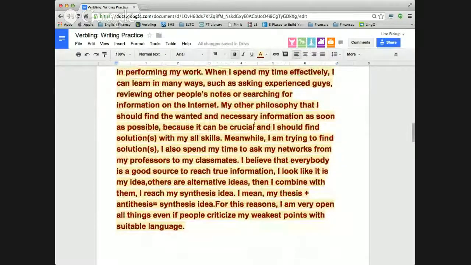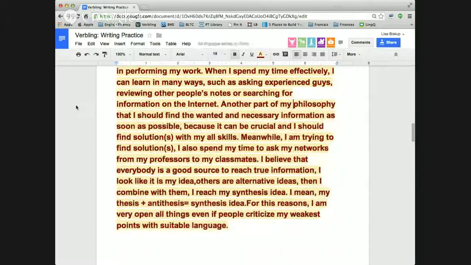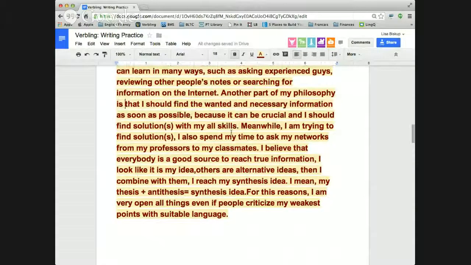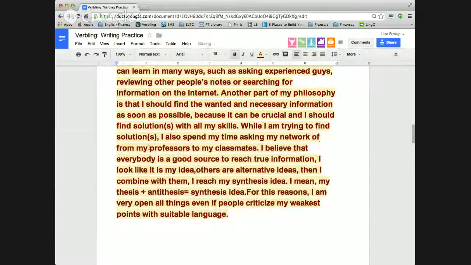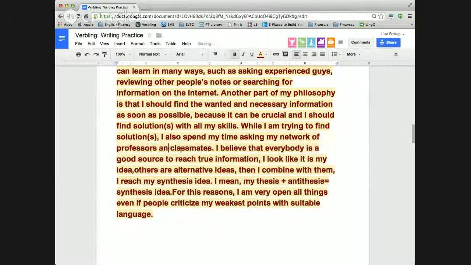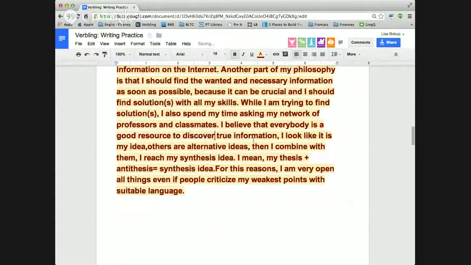My other philosophy that I should find the wanted, you could say another part of my philosophy is that I should find the wanted and necessary information as soon as possible because it can be crucial and I should find a solution or solutions with, and you would say, all my skills. And then instead of meanwhile, I would say while. While I am trying to find solutions, I also spend my time asking my network, and I would say my network of, and you could just say professors and classmates, so that means that they're included in your network. I believe that everybody is a good resource. Instead of to reach, it would be to discover true information, and I'd put a period.